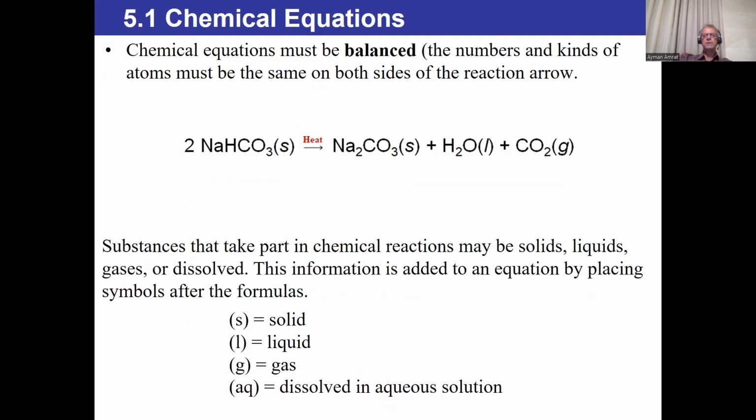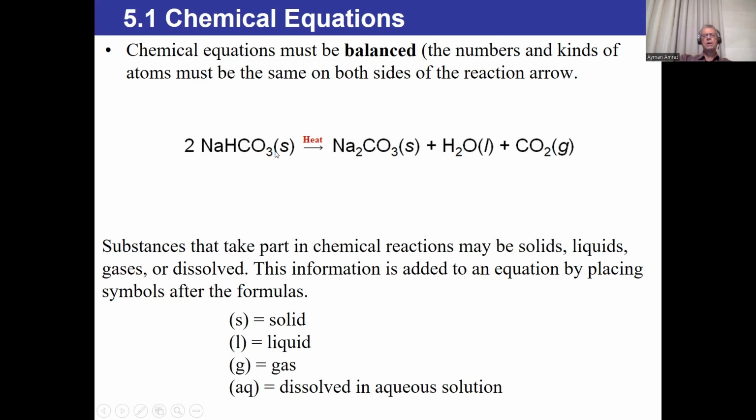Chemical equations must be balanced. The number and kinds of atoms must be the same on both sides of the reaction arrow. This is the law of conservation of matter and charge, قانون حفظ المادة. For example, in this equation, NaHCO3 should be multiplied by 2 to balance sodium and the carbon and the hydrogen and the oxygen.